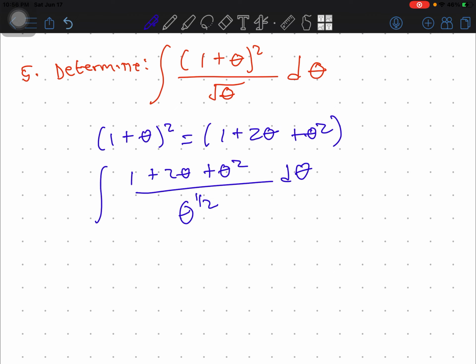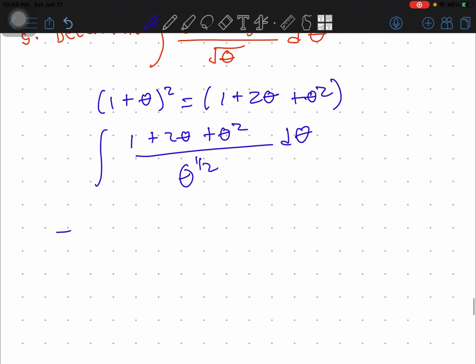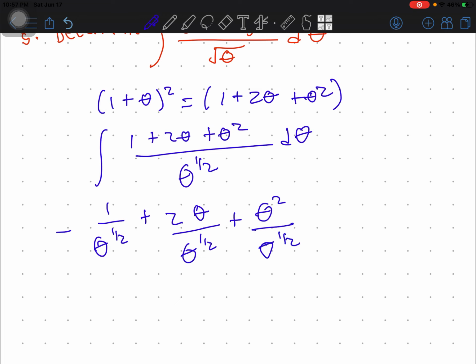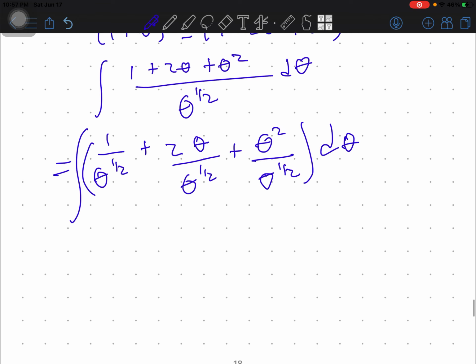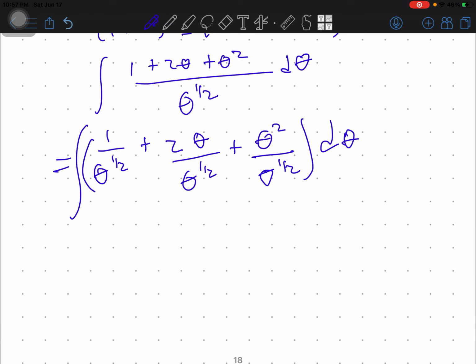And then further simplify it. When you further simplify it, what we are going to get is 1 over theta power 1 over 2 plus 2 theta over theta power 1 over 2 plus theta squared over theta power 1 over 2. And then don't forget the integral of it. So here you can just simplify it this way. Integral of theta power -1 over 2. I just brought this one up here.